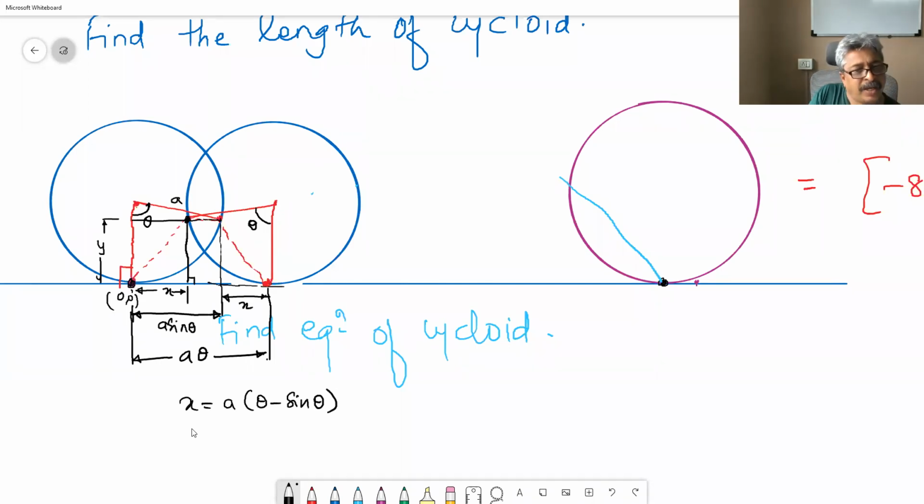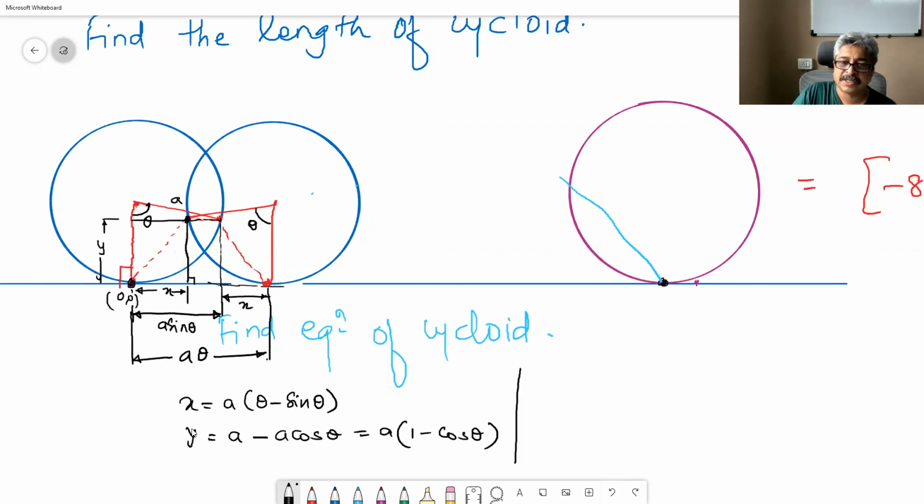And now y, how much is y? Y is equal to radius a minus a cos theta, which is equal to a inside bracket 1 minus cos theta. That is what is your equation of cycloid. X is equal to a theta minus sin theta, y is equal to a 1 minus cos theta.